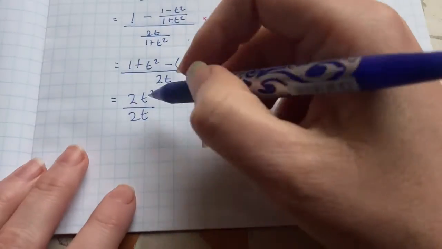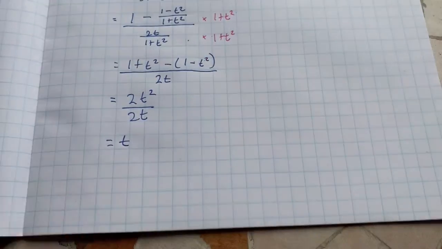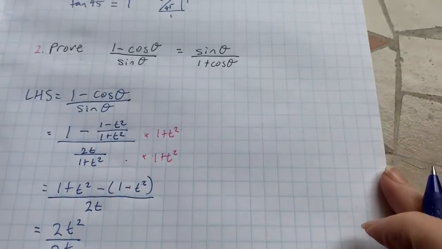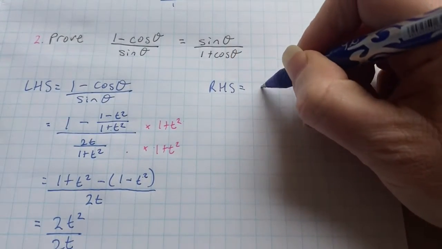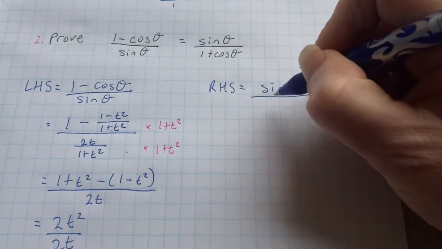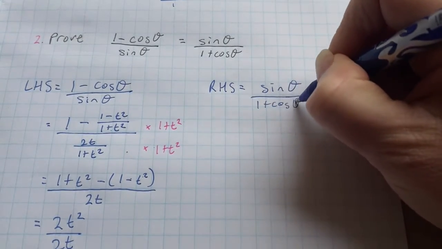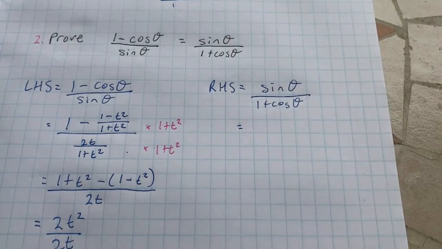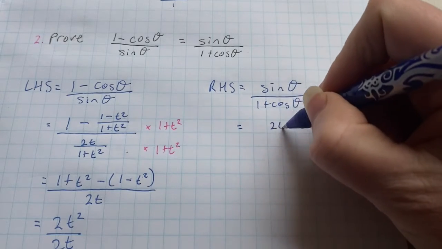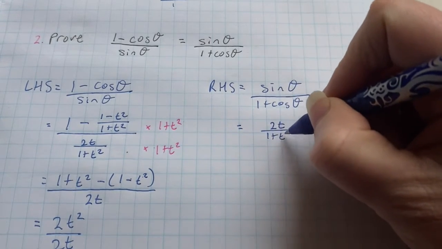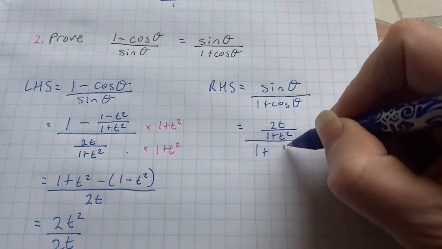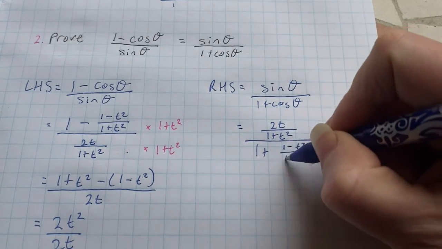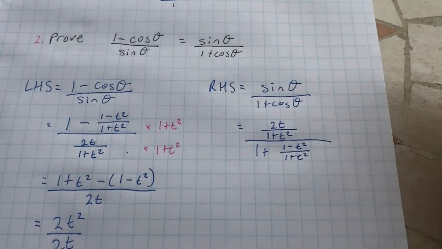Obviously the 2's cancel, one of the t's cancel, and it's just equal to 2t. Let's look at the right-hand side. So the right-hand side is sine theta over 1 plus cos theta. Again, I'm going to write that in terms of t. So sine theta is equal to 2t over 1 plus t squared, all over 1 plus cos theta, and cos theta is 1 minus t squared over 1 plus t squared.